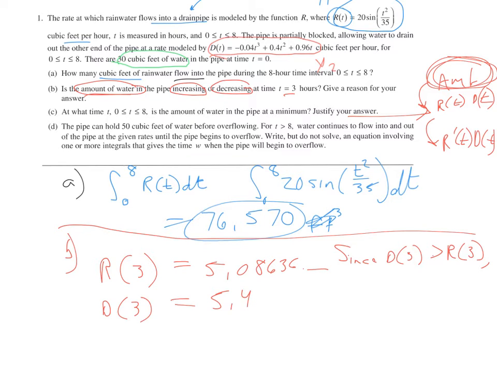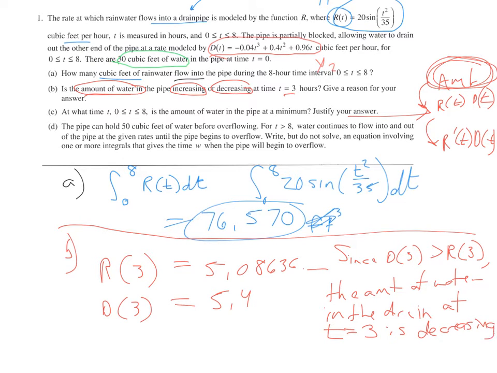We would say the amount of water in the drain, be specific on the time, at the time t equals 3 is decreasing. It's decreasing because there's more draining than there is flowing in.